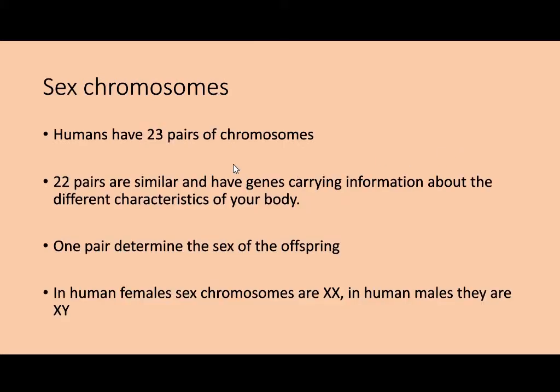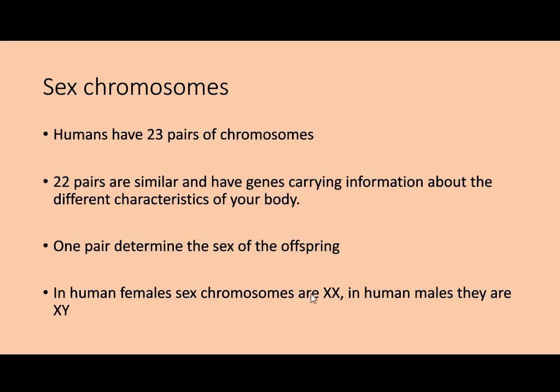Well, it comes down to a number of things, and we're going to look at that in a second. So we know that humans have 23 pairs of chromosomes, okay? We know that, as I said, 22 pairs are similar. They have the genes that carry all the information about the different characteristics of your body. Okay, your hair color, your eye color, all of those different bits of information. One pair, as I've just said, determines the sex of the offspring.